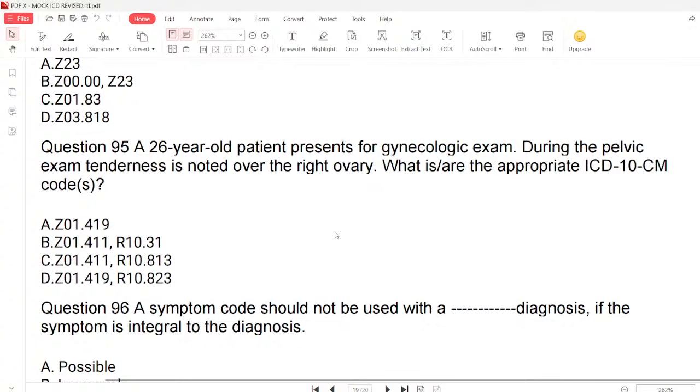What is 95? C is the answer. No, Akash, check the code. Rasna, check the code. Darling, check the code. Monica, correct answer. Mohini, also correct. Okay, C is the answer for this question.